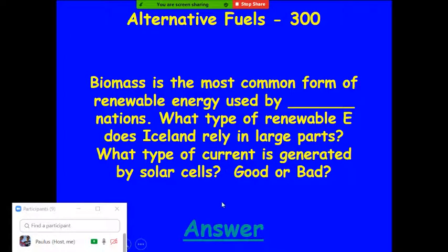Okay, here we go. Biomass is the most common form of renewable energy used by which nations? So, like just burning wood, burning grass, burning cow poop. What type of nations use that primarily? What type of renewable energy does Iceland rely on in large parts? Remember, Iceland is at a divergent plate boundary. What type of current is generated by solar cells? And is that a good thing or a bad thing?